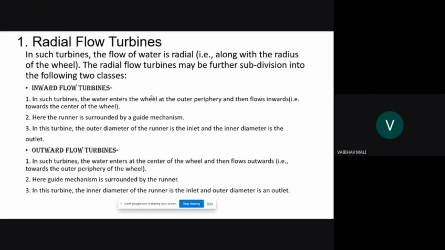In an inward flow turbine, the water enters the wheel at the outer periphery and then flows inwards. Here the runner is surrounded by the guide mechanism. In this turbine, the outer diameter of the runner is the inlet and the inner diameter is the outlet. In an outward flow turbine, the water enters at the center of the wheel and then flows outwards. Here the guiding mechanism is surrounded by the runner. In this turbine, the inner diameter of the runner is the inlet and the outer diameter is the outlet.